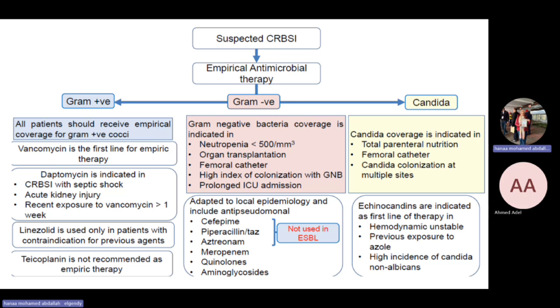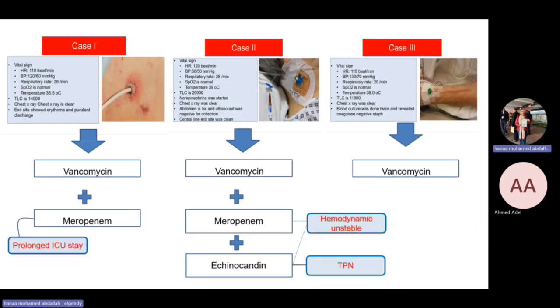fluoroquinolones or aminoglycosides. If we suspect Candida or high risk of Candida, such as a patient with total parenteral nutrition, as I said before, a patient with a femoral catheter, or a patient having Candida colonization at multiple sites, echinocandins are indicated as a first line of treatment, especially in hemodynamically unstable patients. If there is previous exposure to azoles within the previous 2 weeks, or a high incidence of Candida non-albicans.